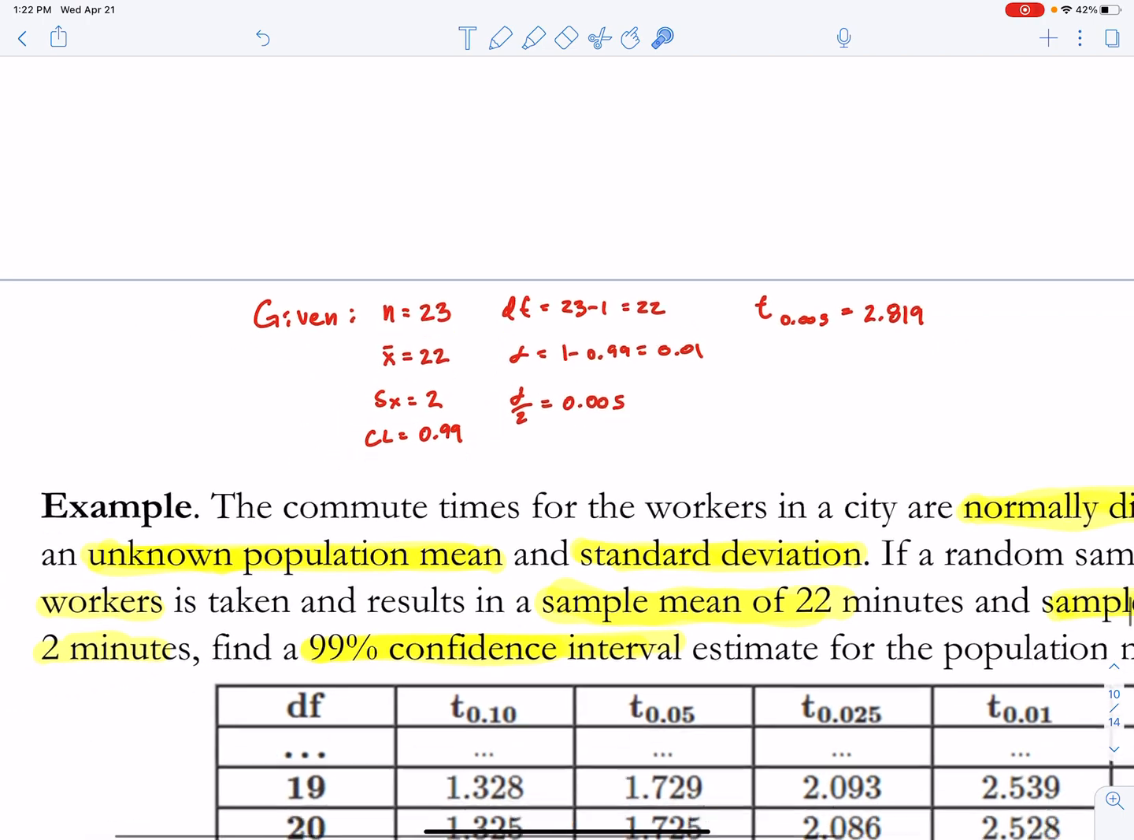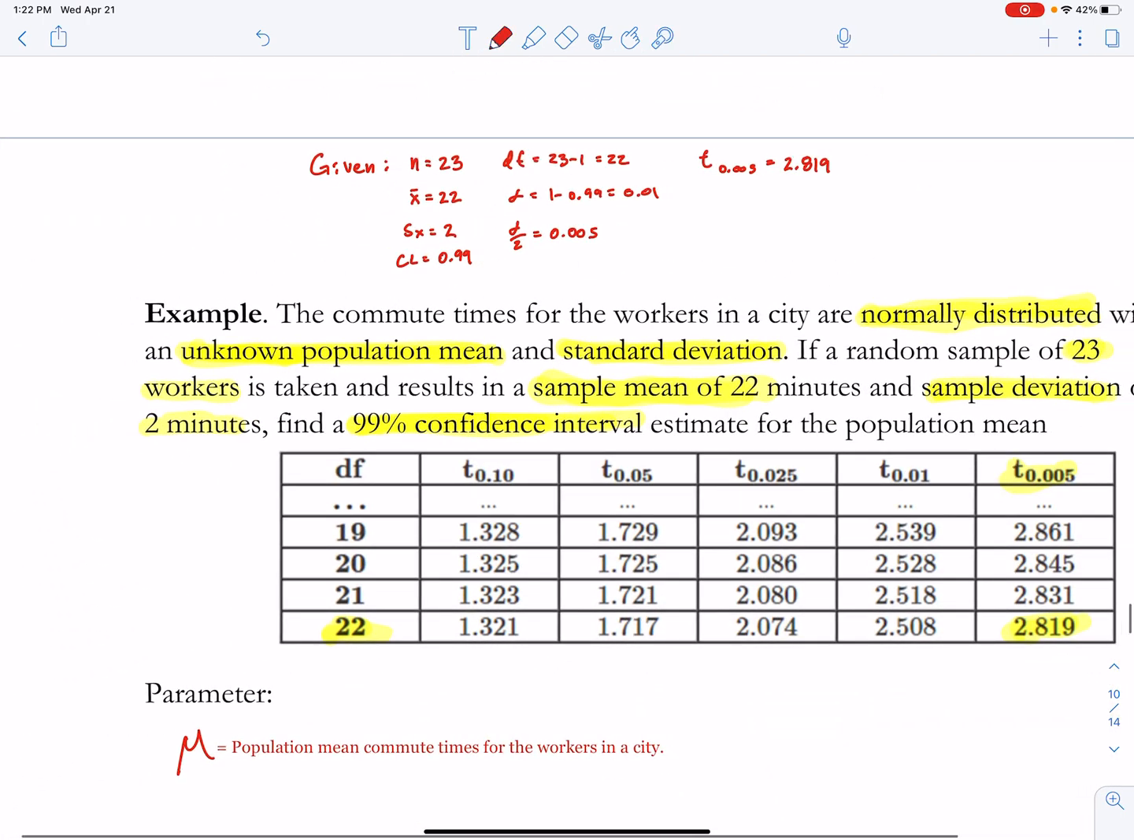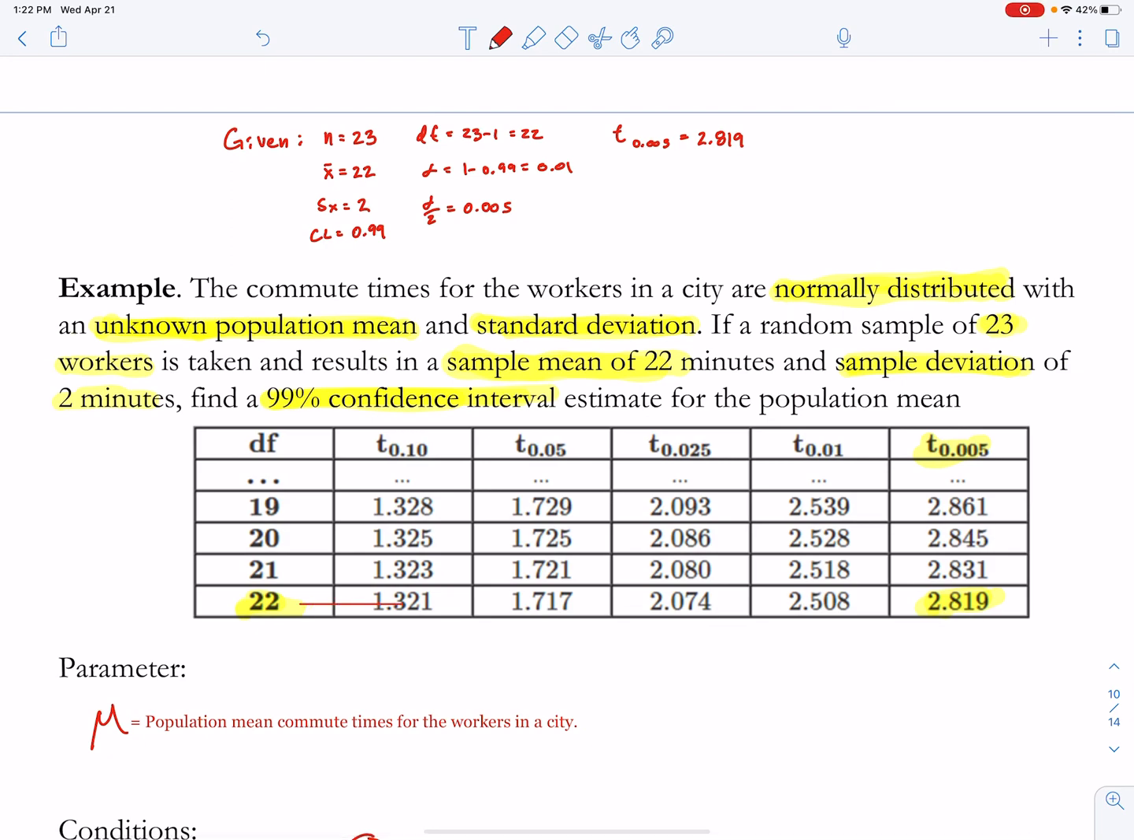So I need to look this up in the table. I have a degree of freedom of 22. And then 0.005 is going to be right here. So I have a t-score of 2.819, all right? And that's what we wrote right here. It is very helpful just to get this out of the way early on because you're going to utilize this information to help you with your understanding here.